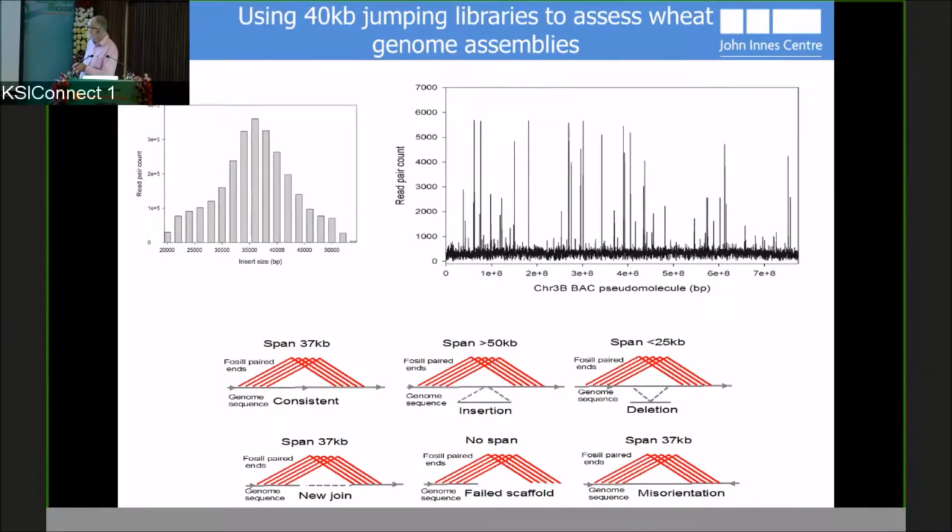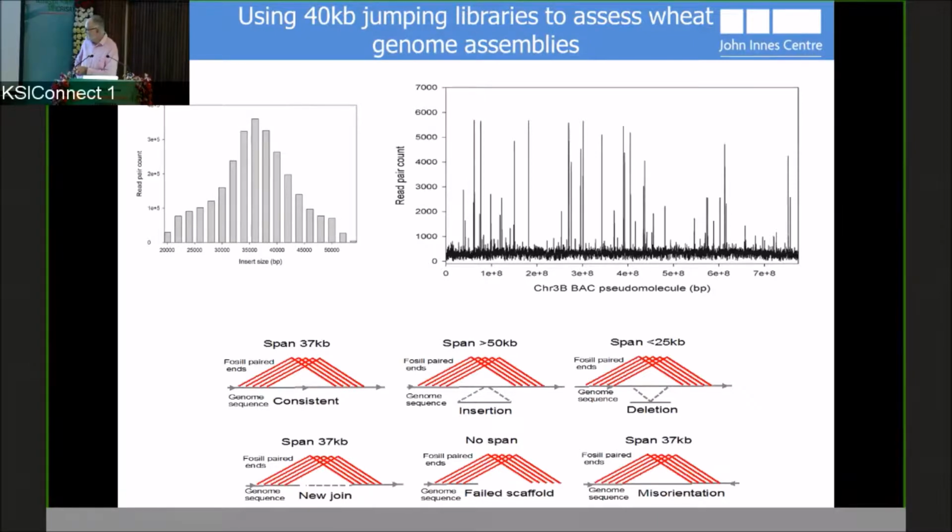And when we mapped the fosmids to chromosome 3B, you could see that there was complete coverage. These spikes here are where there are at least 40 kb regions in the wheat genome that were common between different chromosomes. So therefore, you've got a higher copy number. As is being used by Evan Eichler and his colleagues in improving the assembly of the wheat genome, you can use the mate pair mapping of these precisely separated pairs of reads to find consistent reads.